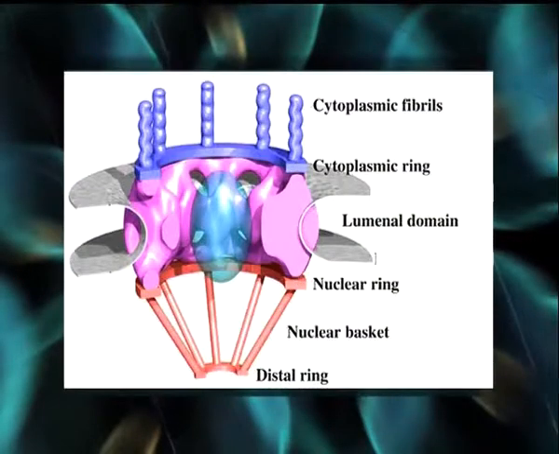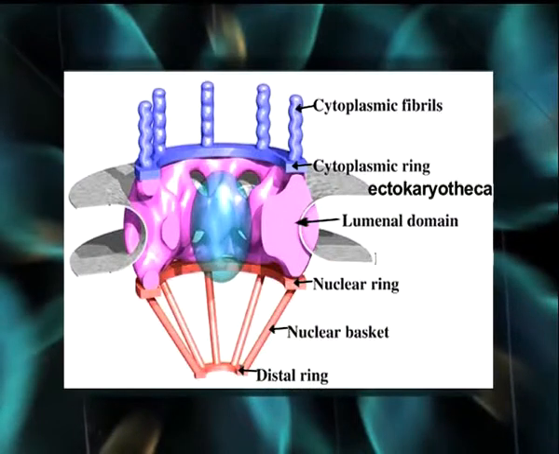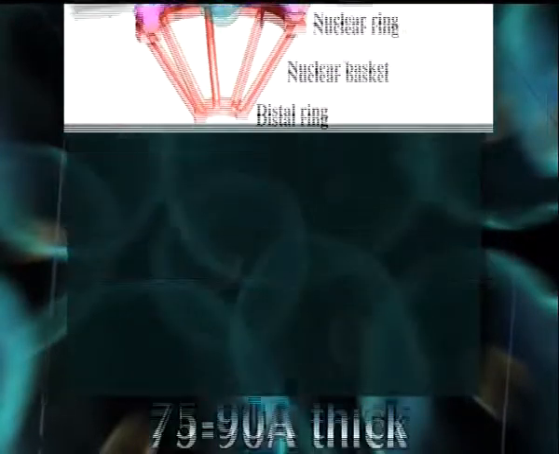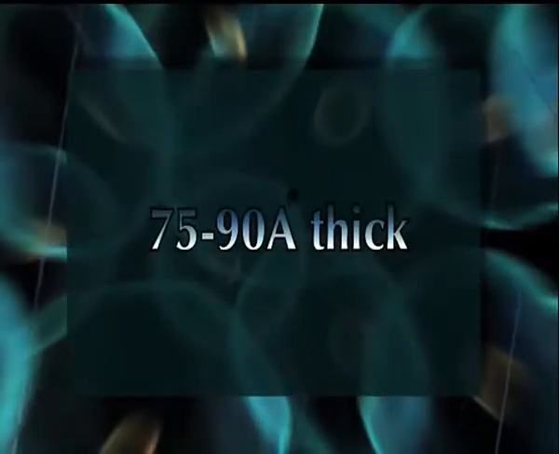Each membrane has a typical unit membrane structure, encloses a flattened sac, and is connected at the nuclear pore sites. The outer one is called ectokaryotheca and the inner one endokaryotheca. Each membrane is about 75 to 90 angstrom thick. The outer membrane is a dynamic structure fusing at points with the endoplasmic reticulum.